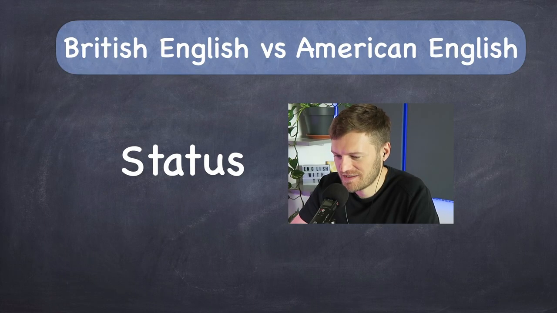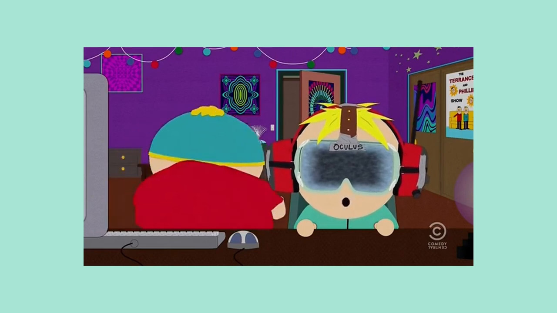The next word is spelled S-T-A-T-U-S. And in British English, this would be pronounced status. And in American English, it would be status. So again, with an A sound and a very soft T, status. Here's an example of the American pronunciation for you. Interim status. Interim status is go.